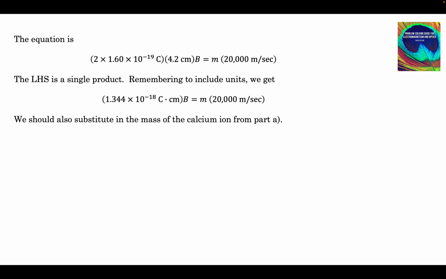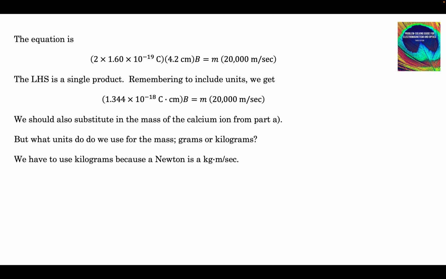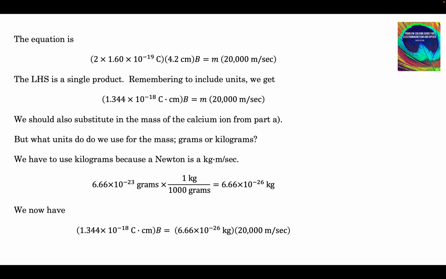We can plug in the mass of the calcium ion, but should we use kilograms or grams? Well, we saw a Newton before, and a Newton is a kilogram meter per second squared. So we have to use kilograms. Here's the conversion. There's 1,000 grams in a kilogram. So now the mass we're going to use is 6.66 times 10 to the minus 26th kilograms. So we plug that in. So far, so good. One unknown, it's B.